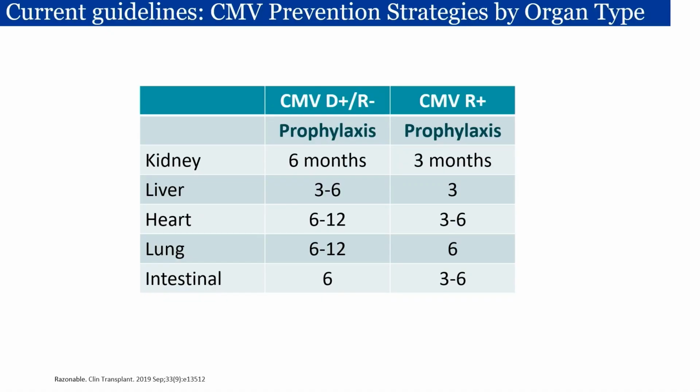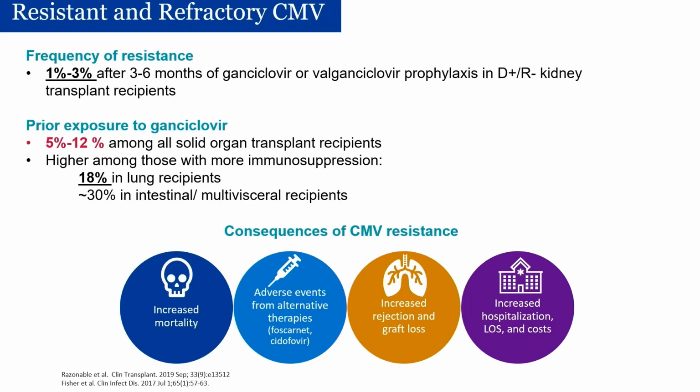So the different guidelines for those centers who do prophylaxis really vary by organ type, by CMV donor-recipient mismatch, and also whether you are doing 6 months versus 3 months varies by many centers. This is what is recommended overall, but as you see, there are ranges because we don't know. There's no good data on this. We're just swinging the pendulum.